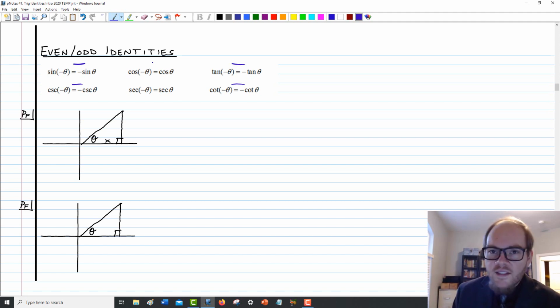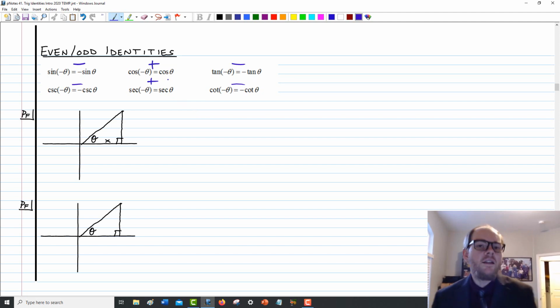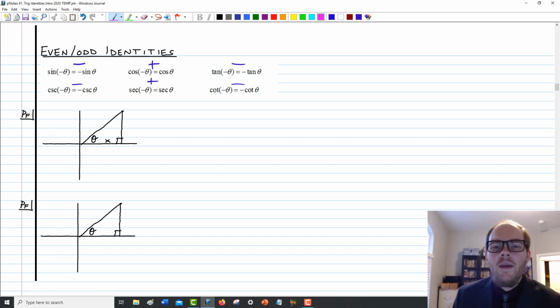Cosine, on the other hand, and secant, its reciprocal, are the ones that stay positive. In a sense, it's like the negative angle isn't even there. And that begs the question, why is it that that works out that way? What's going on that makes cosine keep its sign, but sine and tangent and their reciprocals suddenly change to negative? And the answer comes in doing a little bit of a proof.